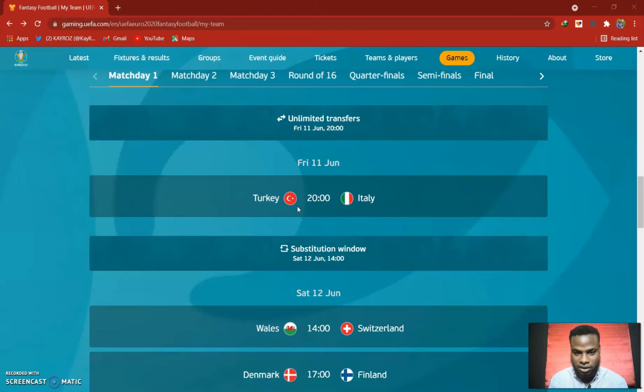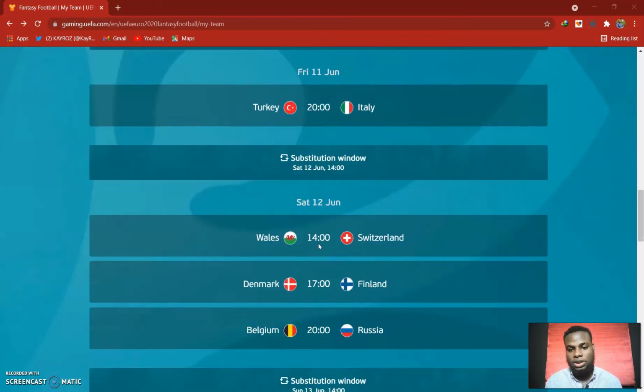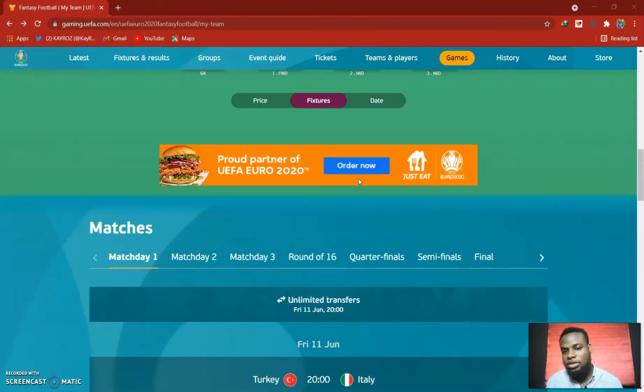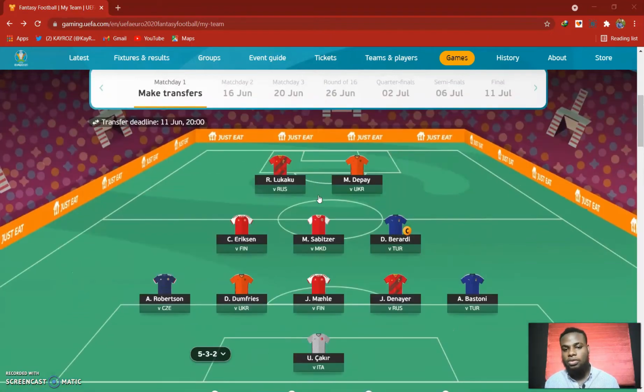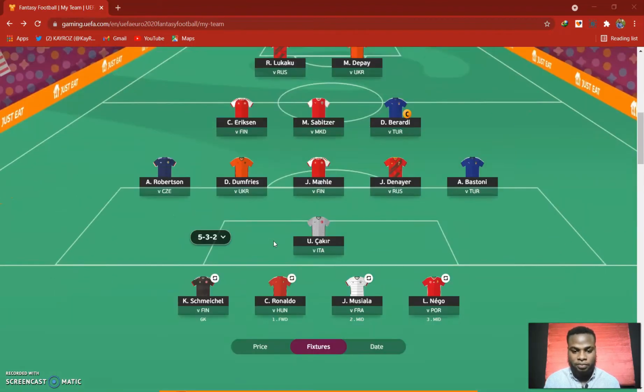Turkey and Italy play by 8 o'clock on Friday. Substitution window runs from then till the 12th of June, which is Saturday, by 2 o'clock when Wales and Switzerland kick off. So around that period, there's a substitution window for you to either change your captain, change your players. Maybe a player you started didn't do well and you have a player who you think does better or can do better on your bench. You just make a manual substitution.